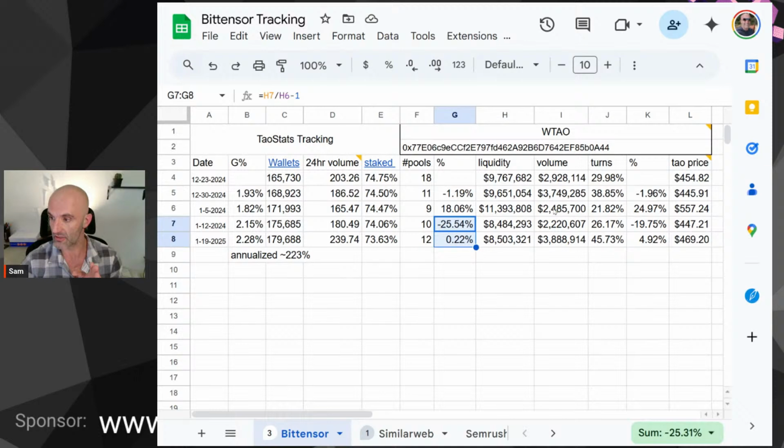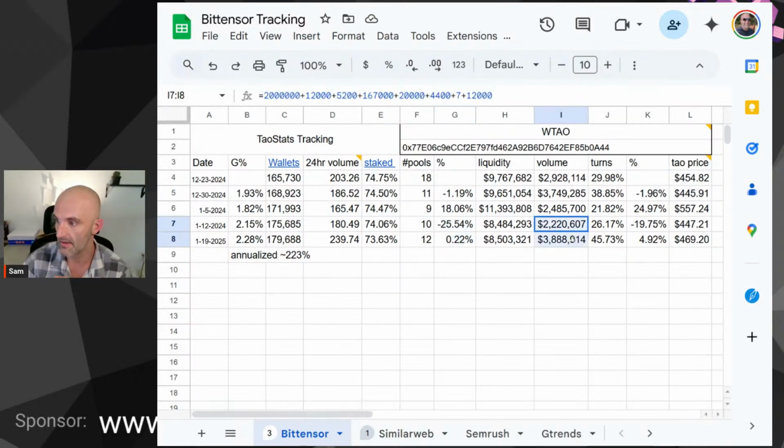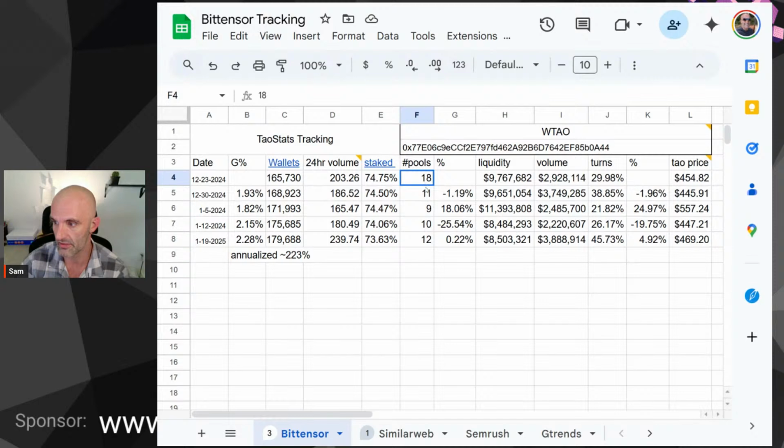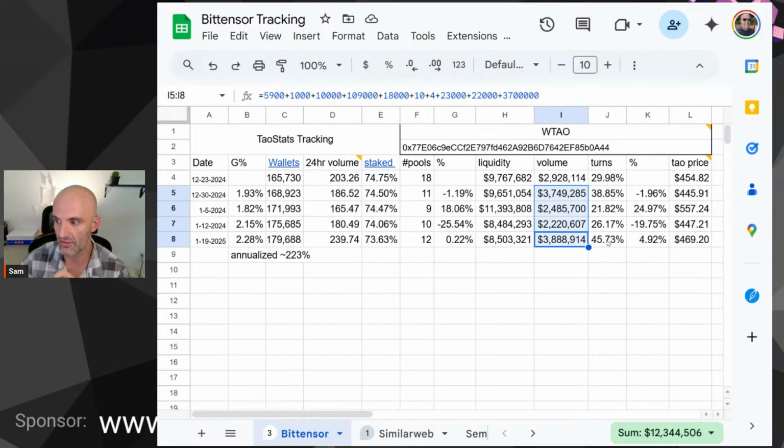However, very interestingly, look at this. This is the total trading volume across these pools here, right? $3.9 million of trading volume on $8.5 million of liquidity. So that means every 24 hours, this is 24-hour trading volume, you have about 45% of total liquidity trading hands. That's really high. That's the highest we've seen since we've been tracking.